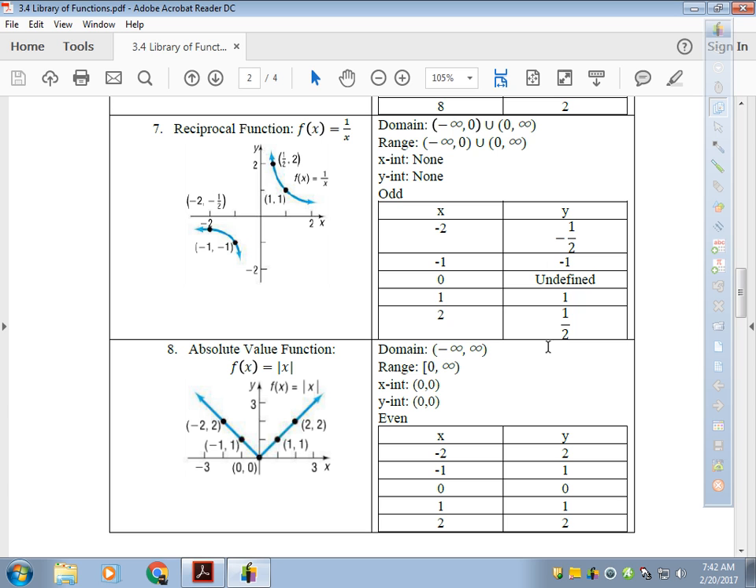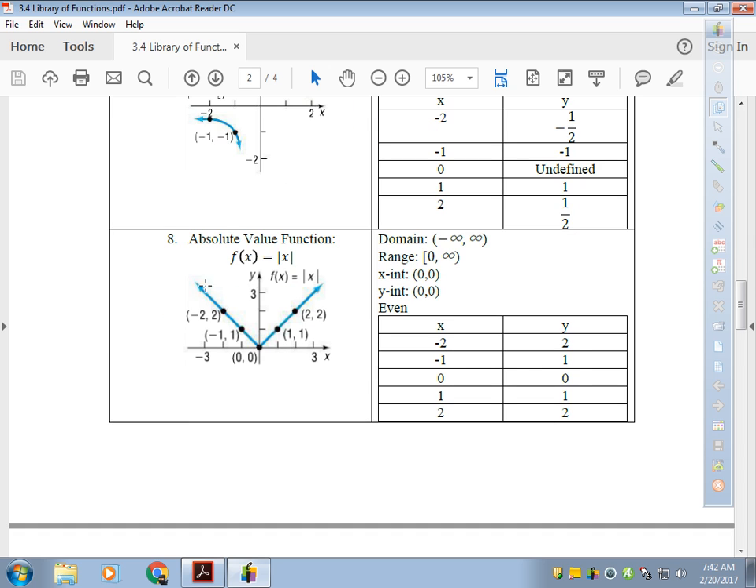And then here's your table of values. If you take negative 2, the reciprocal is negative 1/2. If you take negative 1, the reciprocal is negative 1. If you take 0, the reciprocal of 0 is undefined, because you can't have 1 over 0. You can't divide by 0, so it's undefined. If you take 1 and plug it in, the reciprocal of 1 is 1. And if you take 2 and plug it in, the reciprocal of 2 is 1/2.